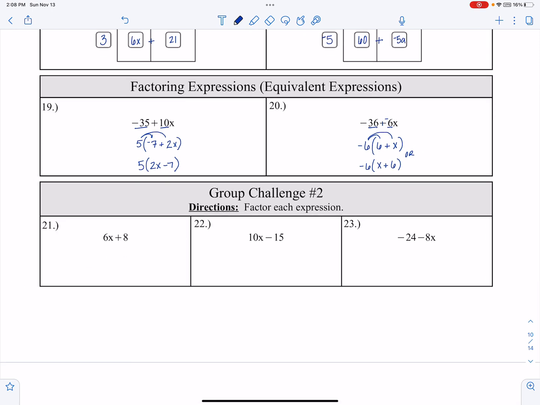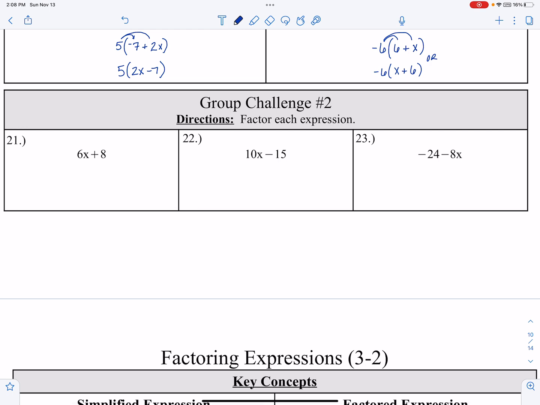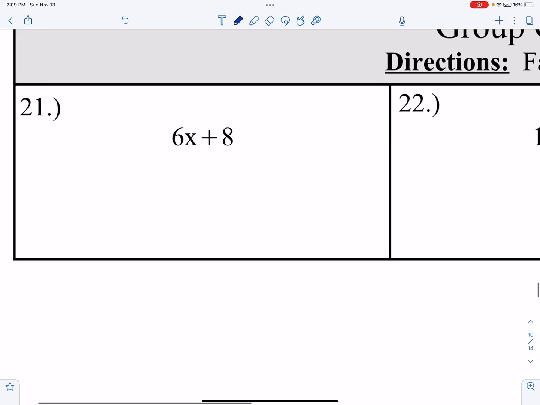Group challenge number 2. Go ahead and you can do these ones on your own and pause and then check your work and see how you did. Okay, so I'm just going to go ahead and do these real quick now. So 6, we can go ahead, and 6 cannot factor out of both those numbers. So 3 will not work. So it looks like we'll pull out 2. And we have 2 times 3x plus 4.